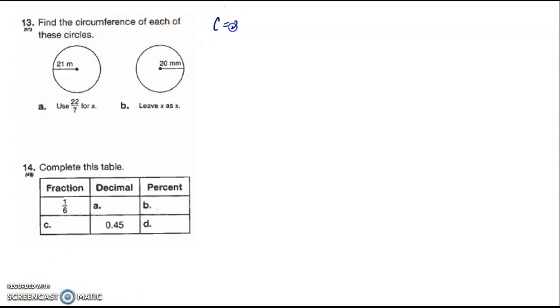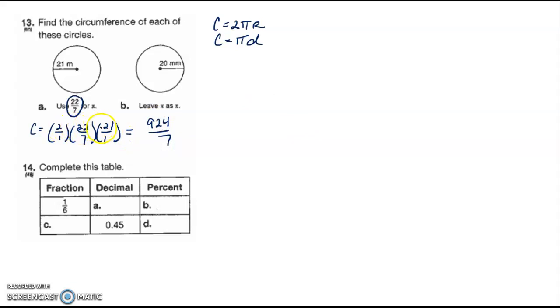Circumference. So we know circumference is 2 pi r or pi d. I'm going to take this first one. This is what we're supposed to use for circumference. So I have circumference is equal to 2 over 1 times 22 over 7 times 21 over 1, which is equal to, I get 924 over 7 if I multiply 2 times 22 times 21 and 1 times 7 times 1, and then I divide. I get 132.